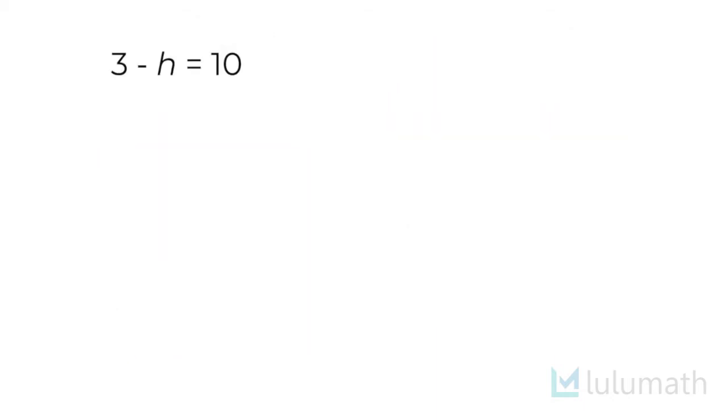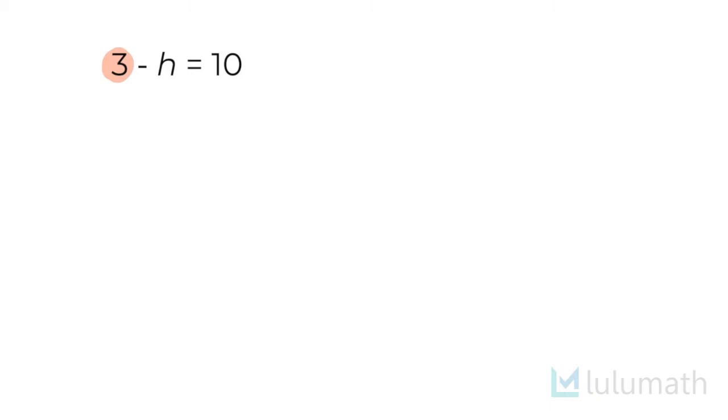Let's take a look at this next example. It says 3 minus h equals 10. So here we have a constant of 3 and another constant of 10, but they're on opposite sides of my equation, and I have a variable of negative h. So seeing that I only have variables on the left side, that means I don't want constants on the left side. So I'm going to get rid of this 3 that we see here.